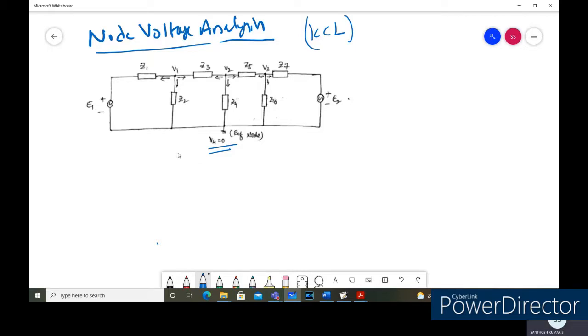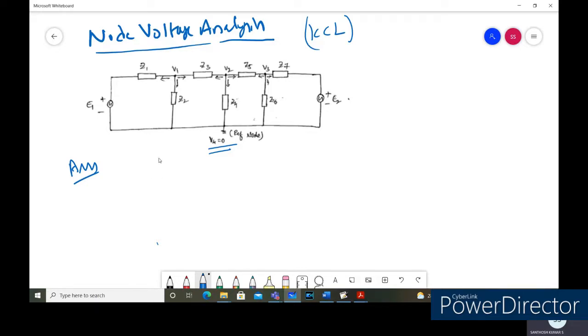We are also going to make certain assumptions. For all the nodes, we assume that the currents are leaving the node. At the respective node, all the currents are leaving, and we take those with the positive polarity. But if any current is entering the node, we take that one with the negative polarity.